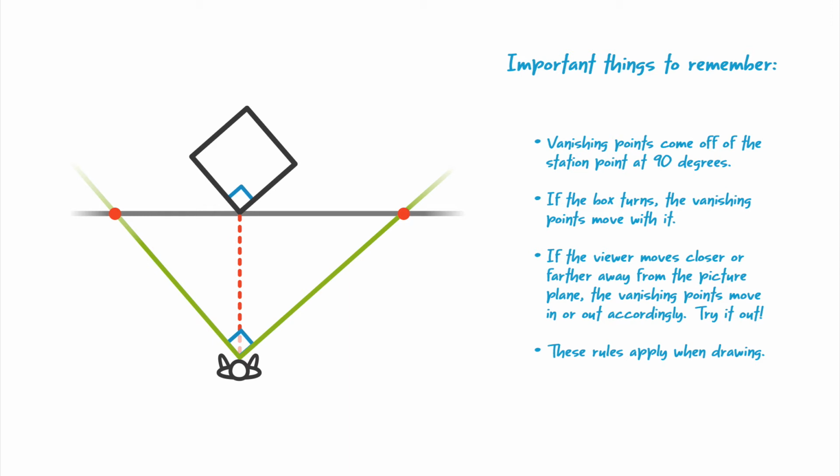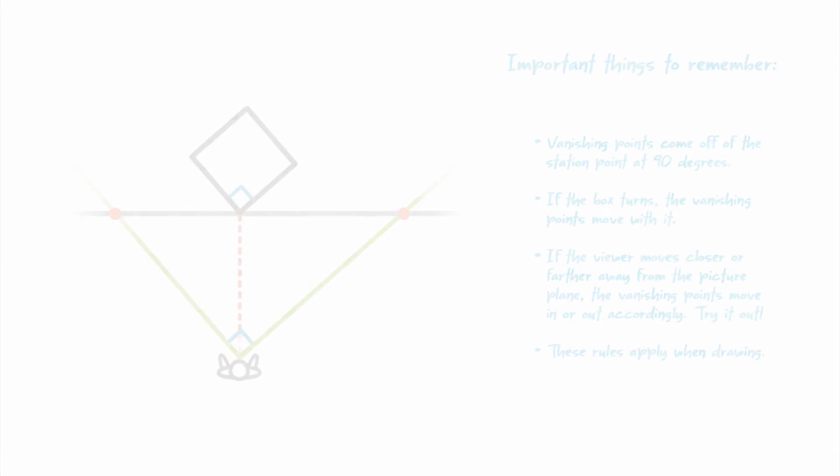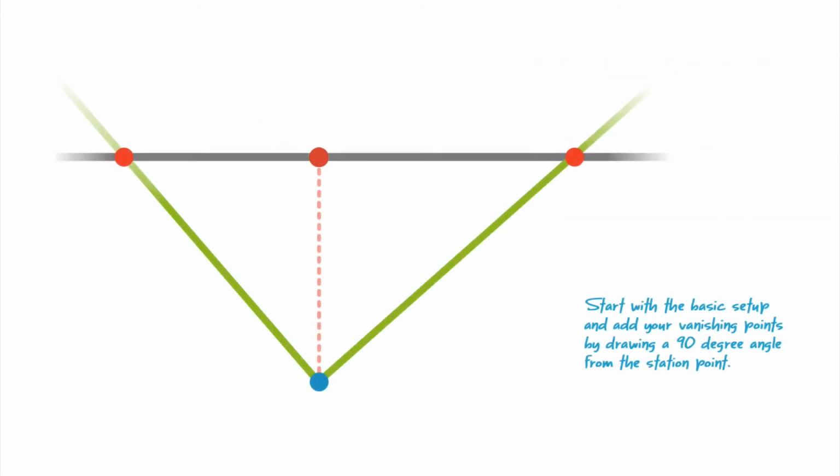Let's see how this works with a plain and simple box. This is how you start. You'll need a horizon line, station point, line of sight, and center of vision. Figure out where you want your vanishing points to go by drawing a 90-degree angle out from the station point. How you direct that angle reflects how the box is turned for the viewer.